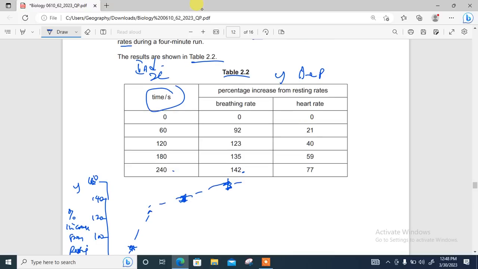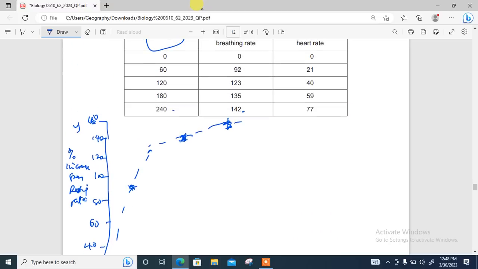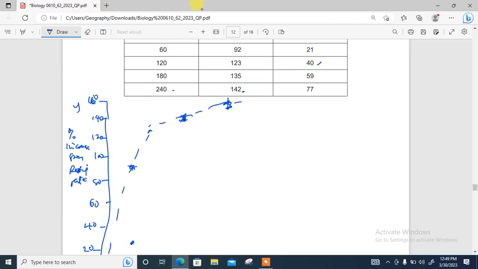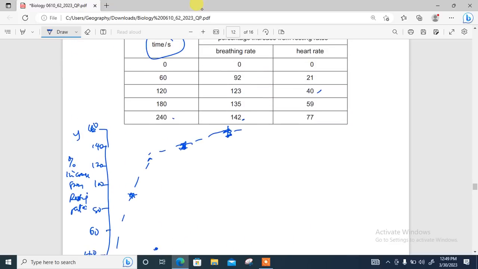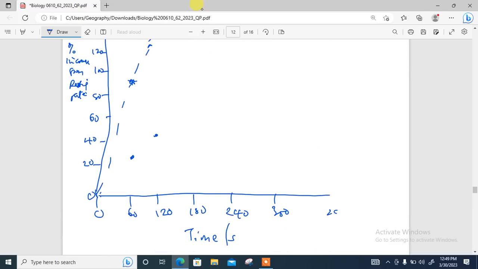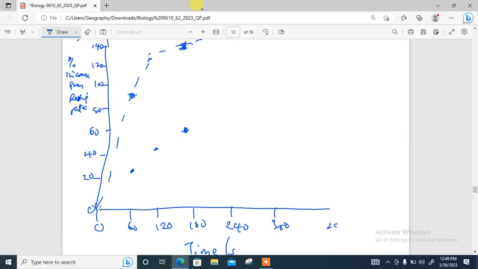So 0, 0. When it was 60, it says 21. When it is 120, I got 40. When it is 180, I got 59. Then when you have 240, it was 77. So it's more like a straight line here.